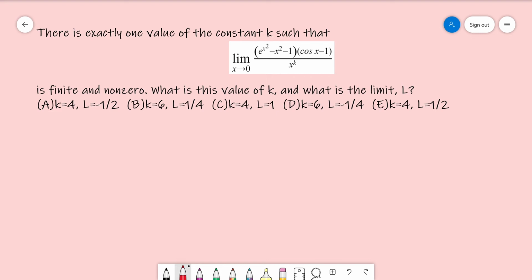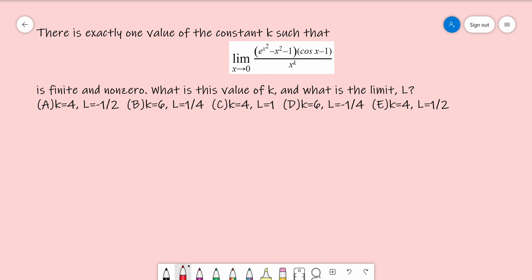So this problem asks us to find this limit as x goes to 0. If you just plug in 0, you'll get 0 over 0, which is indeterminate. So one option is to use L'Hopital's rule, but it'll get kind of hairy when you take the derivatives of the numerator and the denominator. So another option is to look at the Taylor series expansion of the numerator, and I'll show you what I mean.